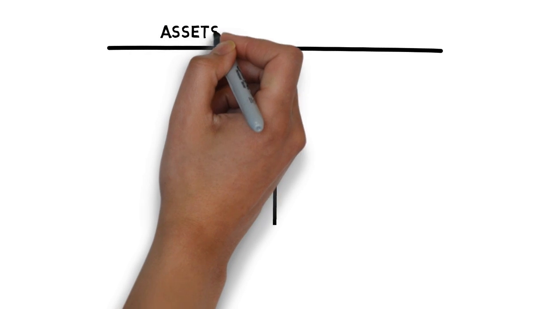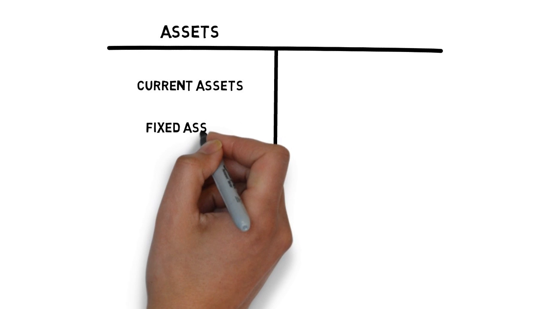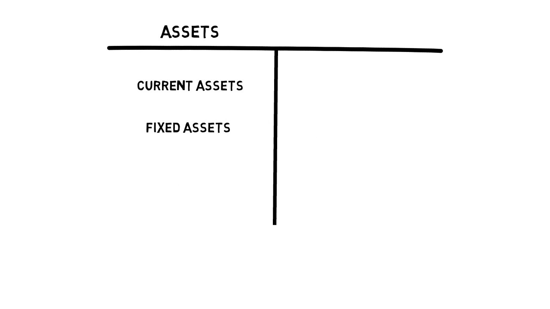On the left side, we have the assets. These are split into current assets and fixed assets. Current assets include cash, securities, and other assets that can be liquidated within a year. Fixed assets, by contrast, are assets that are used by the business for production purposes or are unlikely to be liquidated within the next year.